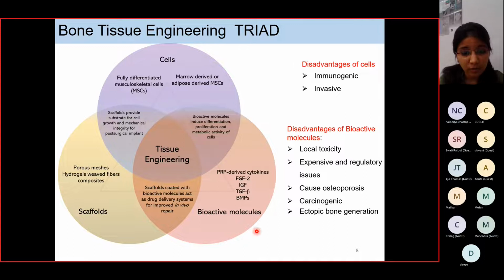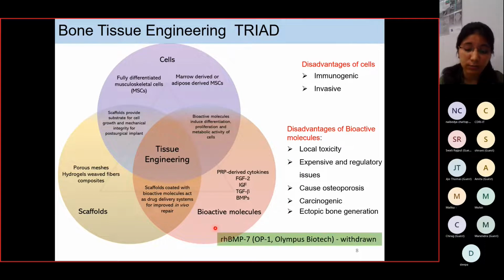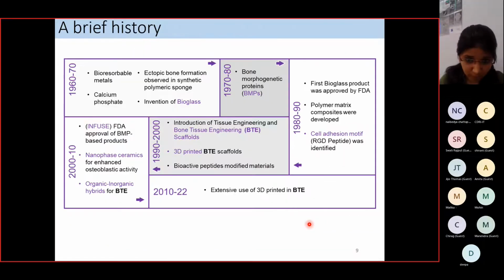Like when I was talking about the disadvantages of bioactive molecules, the molecules which are clinically available and have passed the phase 3 trials, a lot of molecules are being withdrawn due to these disadvantages. So this leads to the development of newer techniques which can bypass our bioactive molecules. A brief history of bone regeneration shows how we have moved from bioresorbable metals and calcium phosphate materials to the 3D printing technologies that are currently being applied.